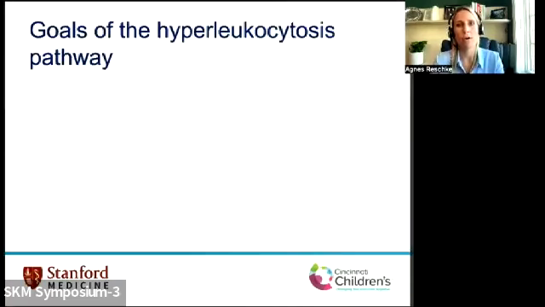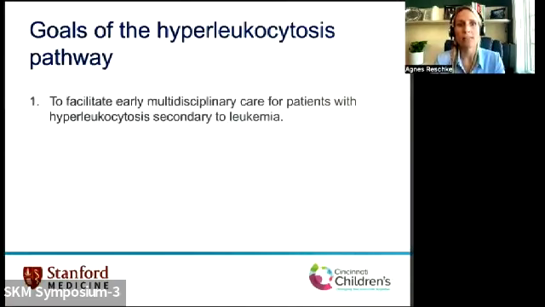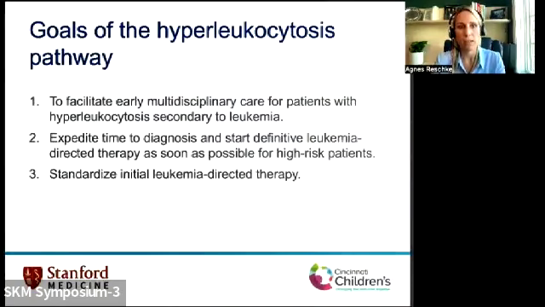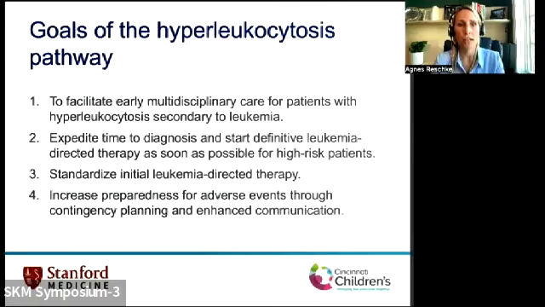So the goals of the pathway are as follows. 1, to facilitate early multidisciplinary care for patients with hyperleukocytosis. 2, to expedite time to diagnosis and start definitive leukemia-directed therapy as soon as possible for high-risk patients. 3, to standardize our initial leukemia-directed therapy. And 4, to increase preparedness for adverse events through contingency planning and enhanced communication.